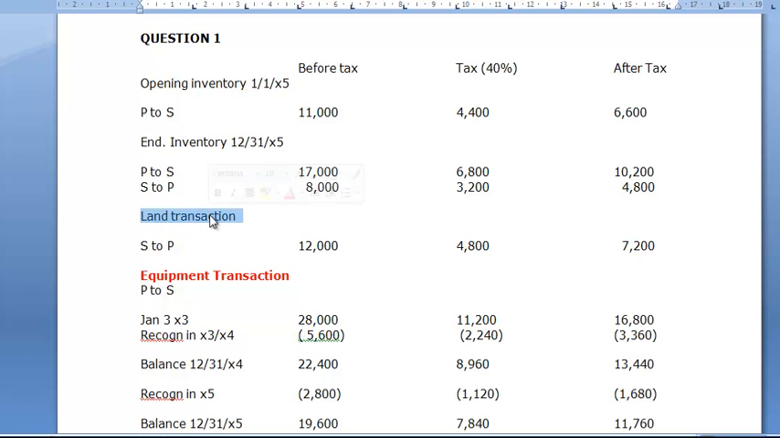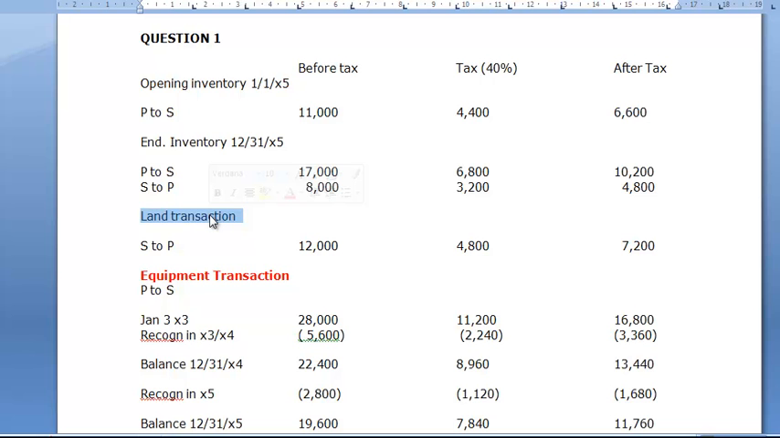The land transaction is indicated in item number 4, and we know that in the current year, X5, the sub sold the land to the parent. The sub booked pre-tax profit of $12,000, and now $7,200 in after-tax profit is what needs to be removed from the sub's income this year, not literally, just to facilitate the consolidation calculation.